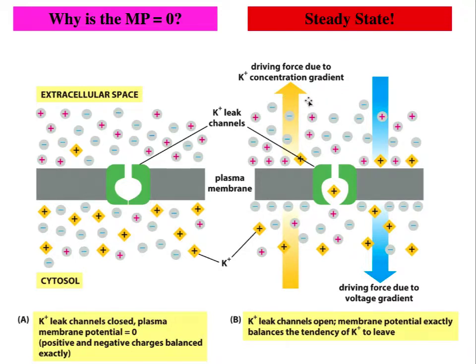And whenever they reach a balance, an equilibrium, that's the point at which there's no net movement of potassium further along its ion channel, even though the ion channel may be open. So that's when we have a membrane potential that exactly balances the tendency for potassium to leave. That's an important concept that we need to learn.